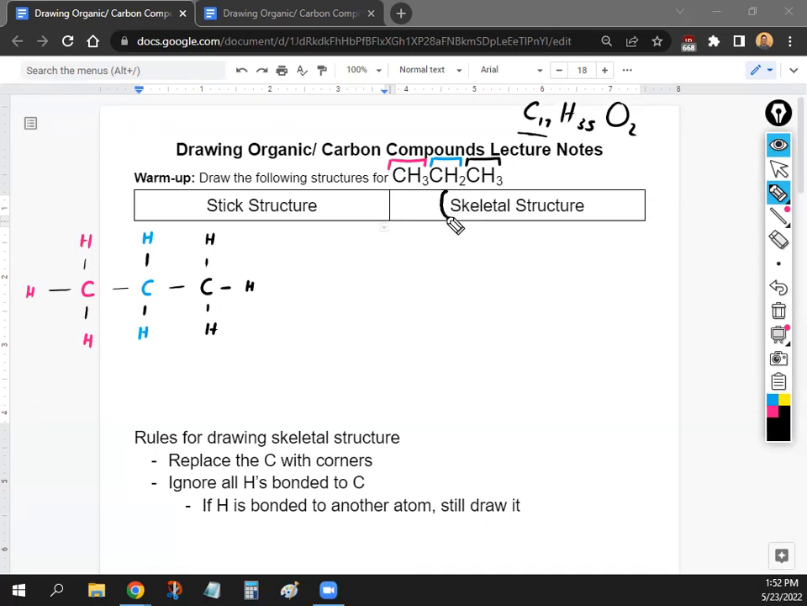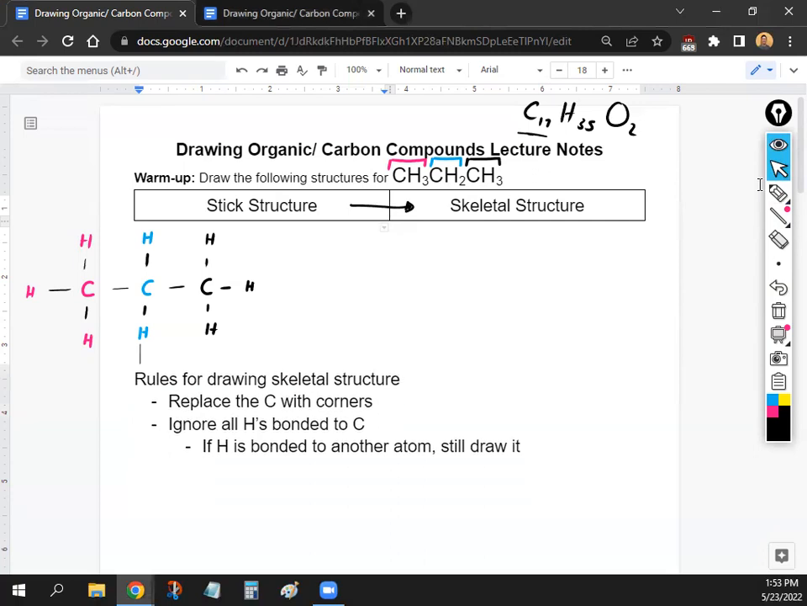We're going to learn how to draw something called a skeletal structure. Okay, the stuff we've been learning is the stick structure. We're going to learn the skeletal structure now. Okay, and the skeletal structure is super easy to draw. Okay, there's only 2 rules that you guys really need to know for it. Okay, the first rule is that we are going to replace every single carbon with corners. Okay, so you might want to jot that down somewhere. But every single carbon is going to become a corner. And I'll show you guys what that means in just a second. Okay, but we're going to replace all the carbons with corners.